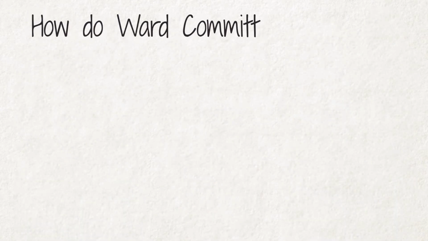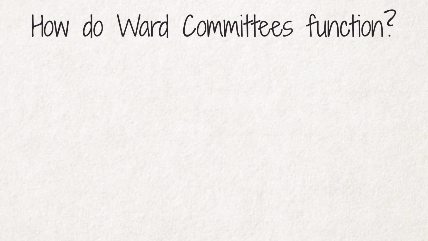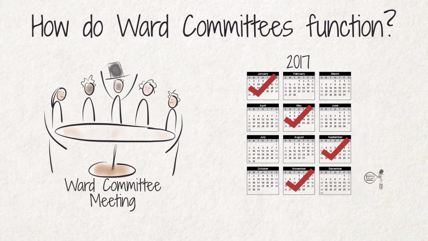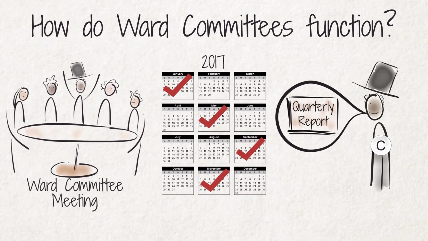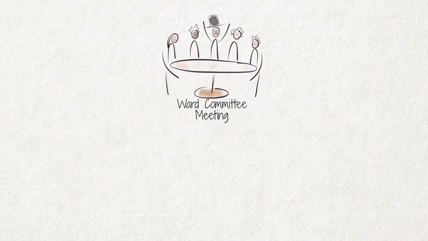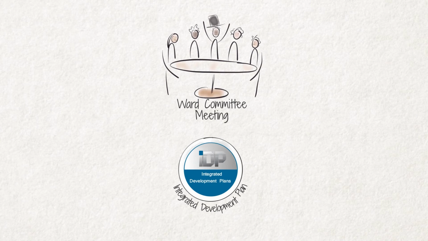How do ward committees function? Ward committees should meet at least 4 times a year because ward councillors must report back to their wards on a quarterly basis. Other occasions when committees should meet are when the Integrated Development Plan, or in short, IDP, is being drafted or reviewed. The IDP is the municipality's principal strategic plan that spells out what it aims to achieve and how.